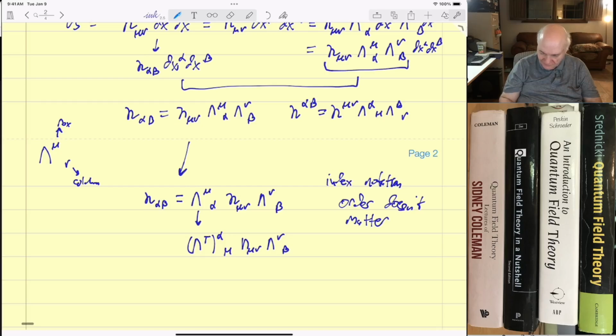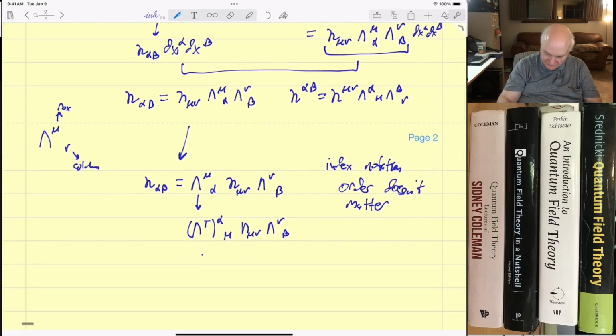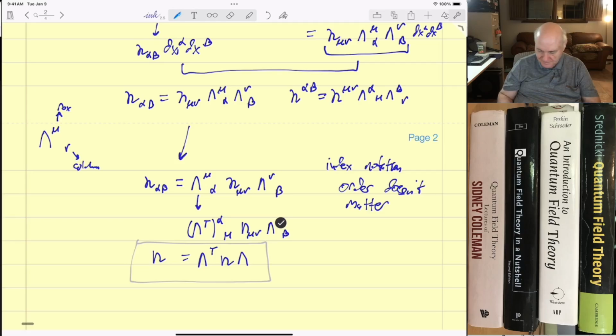This is the covariant way of writing it, and so we can essentially write this multiplication as lambda transpose eta lambda equals eta. That's the fundamental way in which the metric tensor is transposed. When you do a lambda transpose and a lambda, it stays invariant.